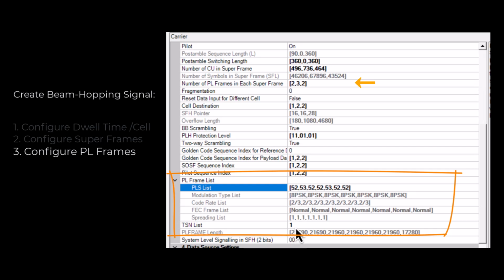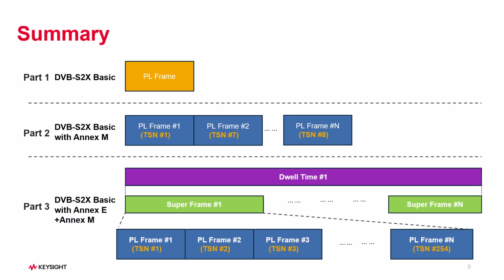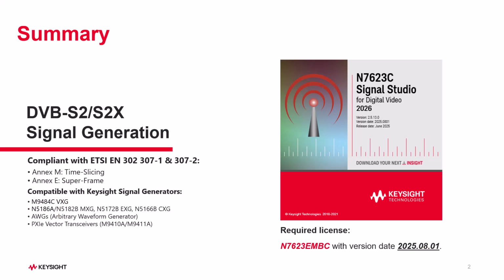On time slicing, you can create a TSN array for all PL frames, and you are mixing time slicing with beam hopping. And that's it. In just a few steps, you created basic PL frames, time slice signals, and even beam hopping scenarios, all inside Signal Studio.